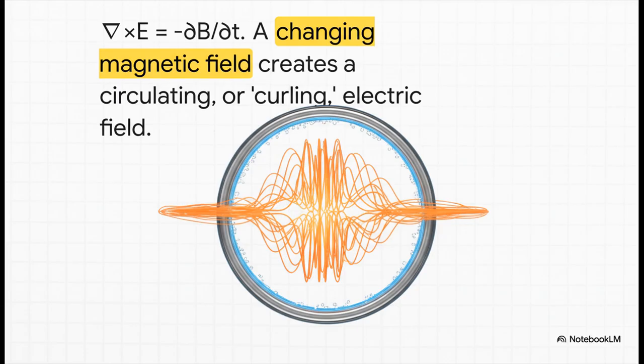So you put it all together, and what do you get? A changing magnetic field creates a swirling electric field. Look at the animation. As that orange magnetic field pulses and changes, it induces that swirling blue electric field in the wire loop. That simple principle is behind every single electric generator on the planet.